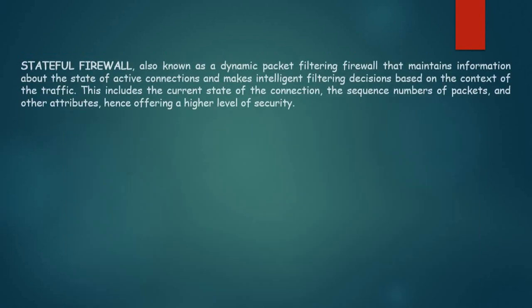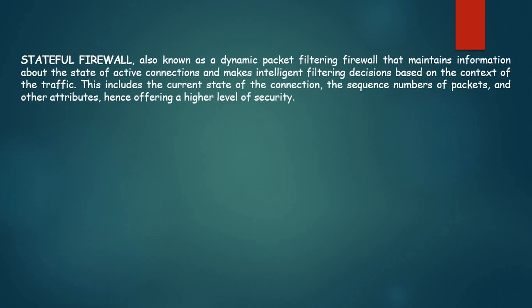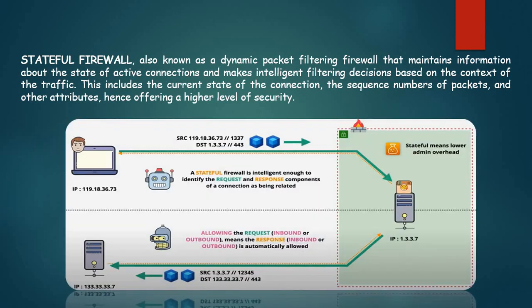Now coming to stateful firewall, they're also known as dynamic packet filtering firewall that maintains information about the state of active connections and makes intelligent filtering decisions based on the context of the traffic. This includes the current state of the connection, the sequence numbers of the packets, and other attributes, hence offering a higher level of security. Looking at the diagram, you can see allowing the request, whether at inbound or outbound, means response, whether inbound or outbound, is automatically allowed.